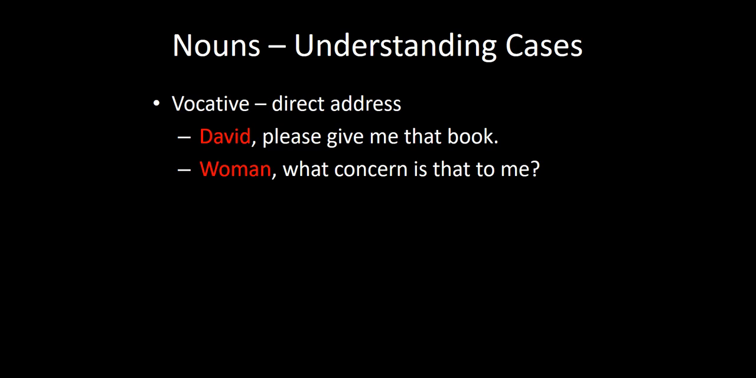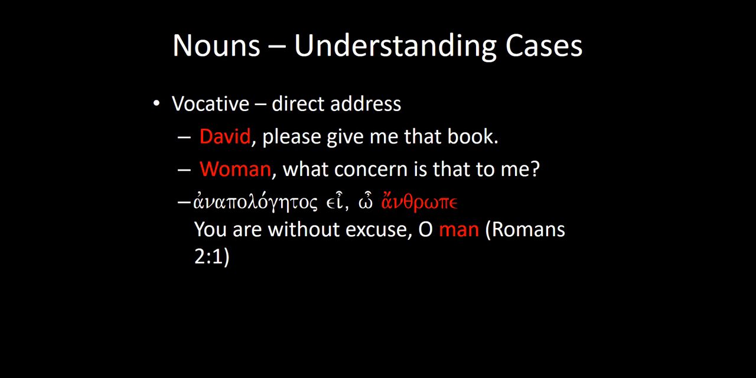Here's an example of a vocative from Romans 2. Anapologetos a o anthrope. The first word you haven't had yet, so it's not going to make any sense. But the second word, a, is the verb you are. And then the word o is simply the word o. And anthrope, here's our vocative. We didn't do the vocative ending. I'm not going to make you memorize it because it's not that frequent. But it's in this form.